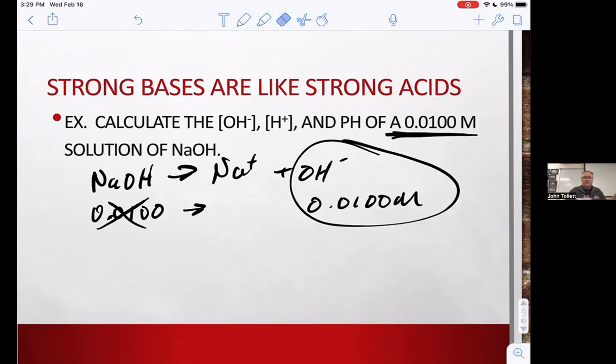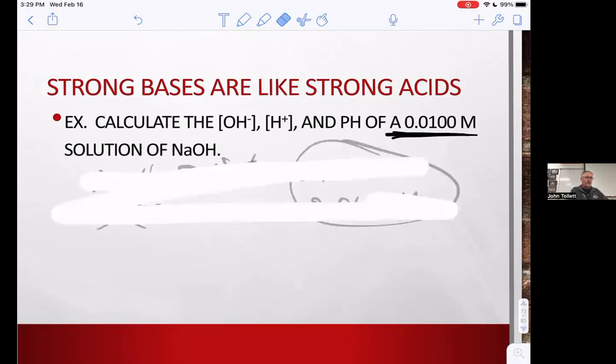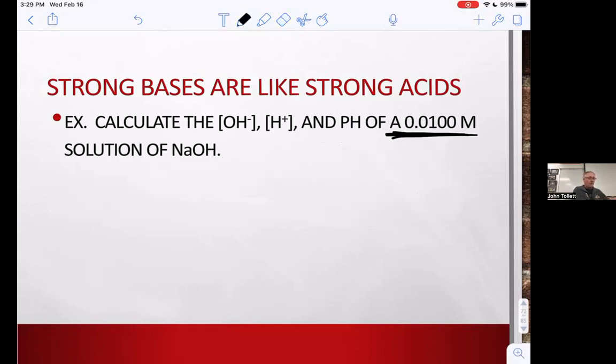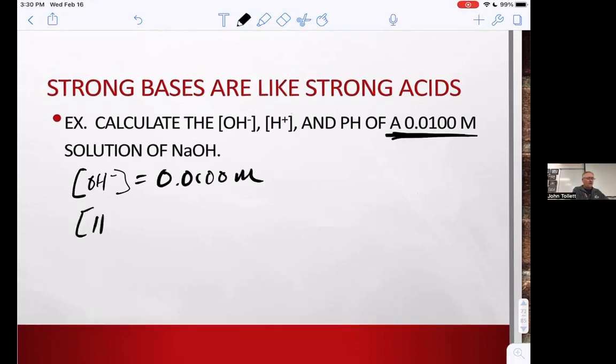The reason is because it's a strong soluble salt. It's a group 1 hydroxide, and it is a strong base, so it will dissociate entirely. So if you want to find the hydroxide ion concentration, it's the same as the concentration of the base. So it's just 0.0100 molar. If I wanted to find the H plus of this, there are a couple of different ways to do this.